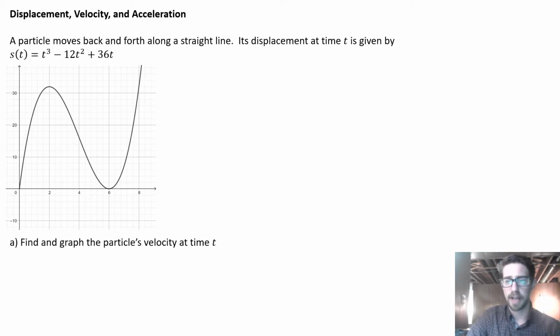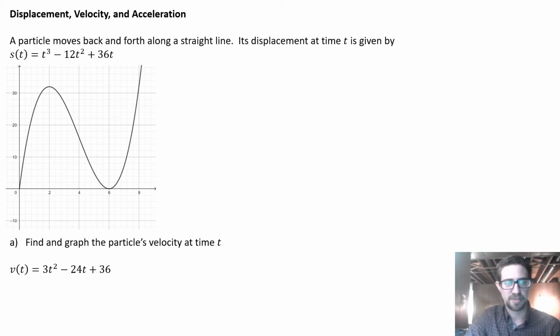So part A is just to find a function for the particle's velocity, which we all know how to do at this point. It's just the derivative. v of t is s prime of t. That derivative is child's play at this point compared to what we've been doing, right? Very easy derivative. So there's the velocity, and there's the graph.